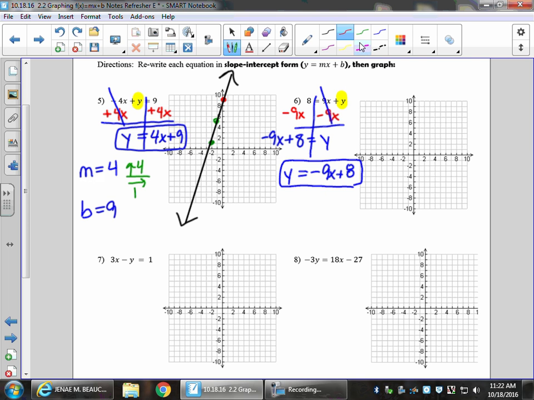What two pieces of information can we pull out? 9 is what? Is m 9? Careful. Negative 9. And b? 8. Directions for negative 9. Down 9. Yes. So draw your arrows. Down 9, right 1. And let's graph.